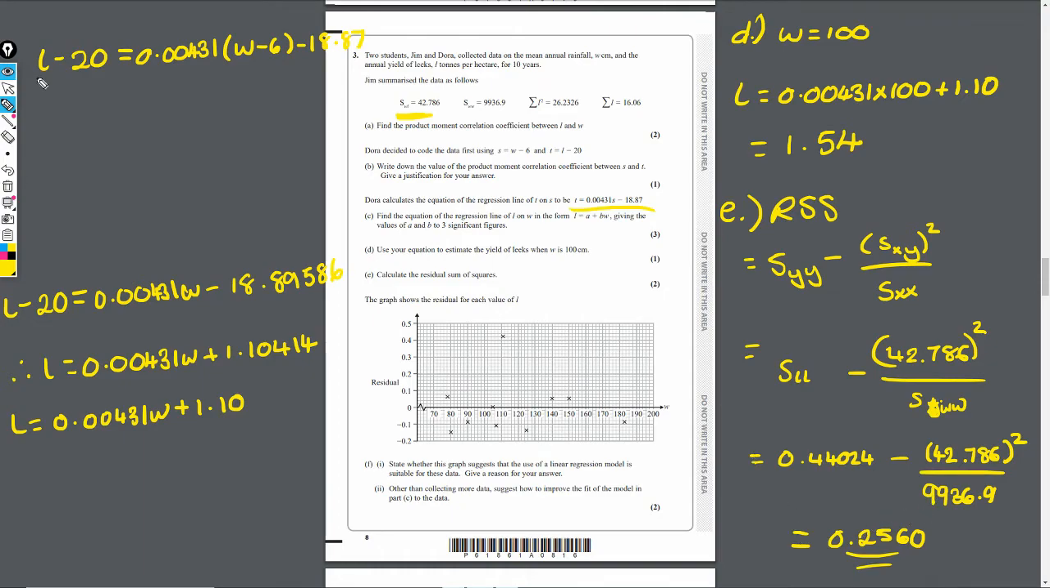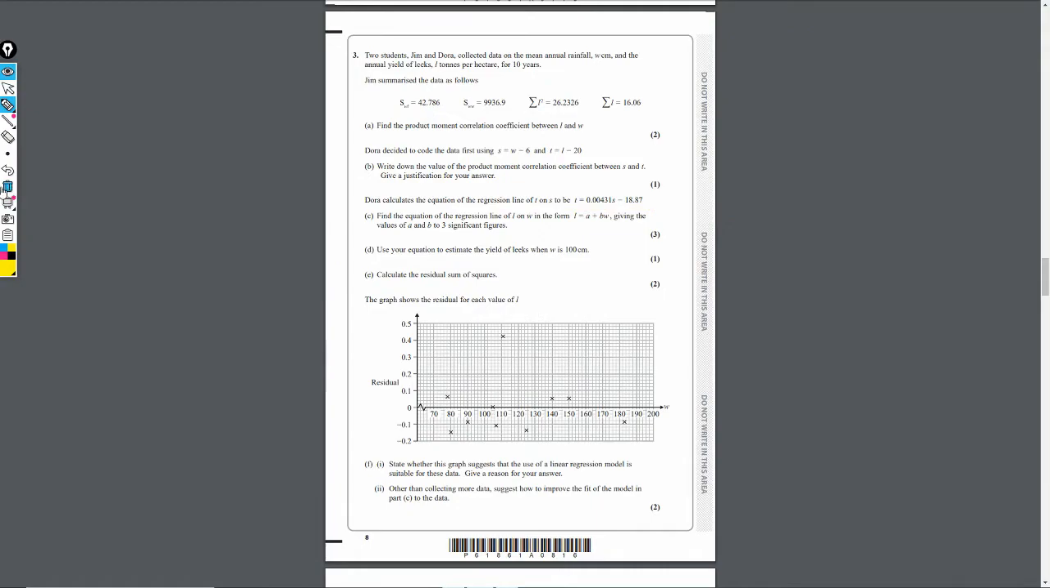Part F gives us the graph of the residuals for each value of L, and it just asks a couple of little things. Part 1 here asks us to state whether this graph suggests that the use of a linear regression model is suitable for these data. So F part 1, well, what we can say is that the points appear to be randomly scattered, right? If you look, there doesn't seem to be an apparent trend to this model.